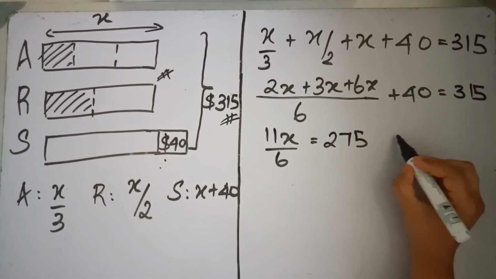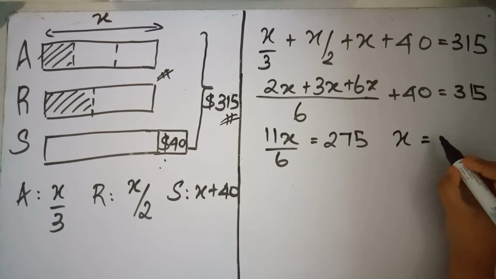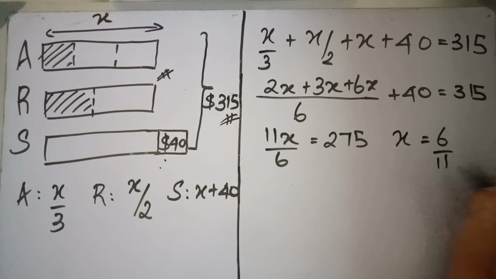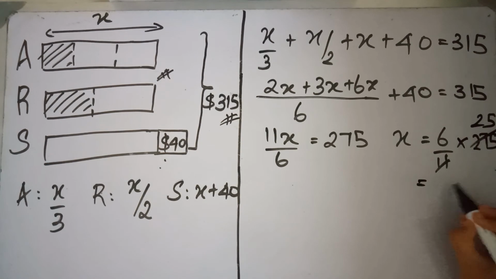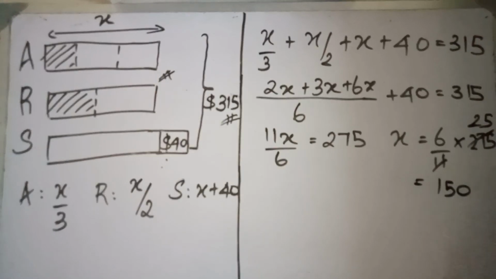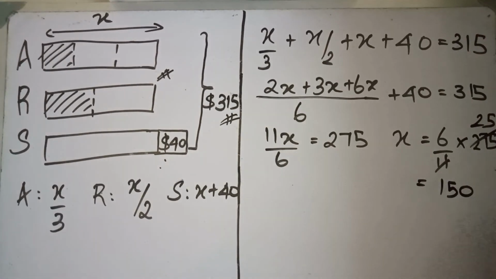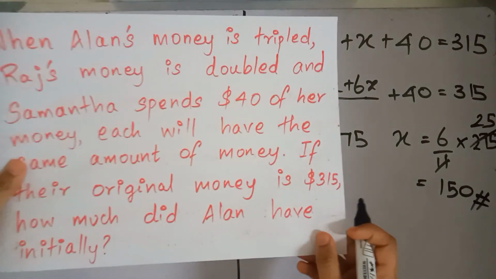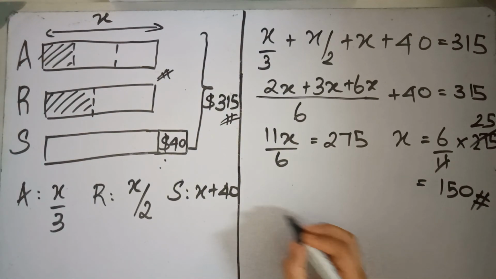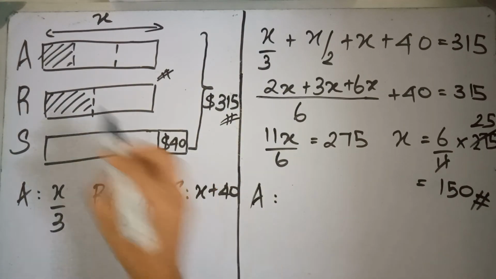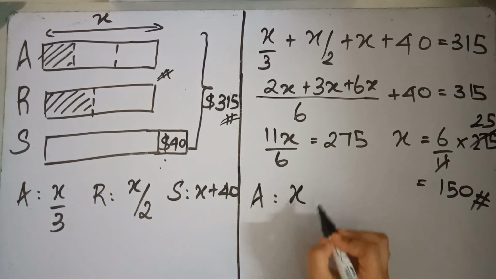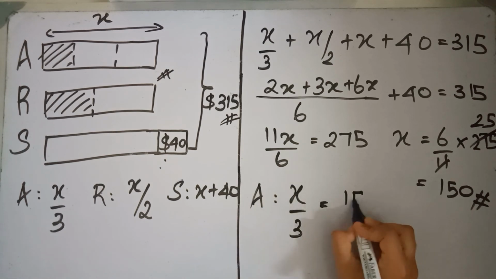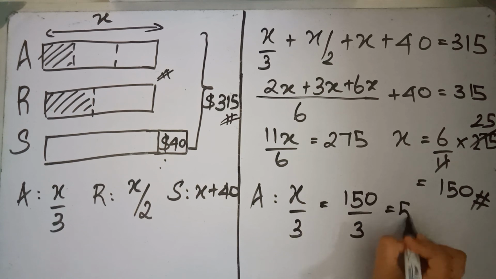Now to find x, it will be 6 by 11 into 275, which will give 25 into 6, and that is 150. Okay, so now we know that the amount of X is 150. The question wants to see how much money Alan had initially. So Alan initially only had X by 3. So that will be 150 by 3, and that gives 50.